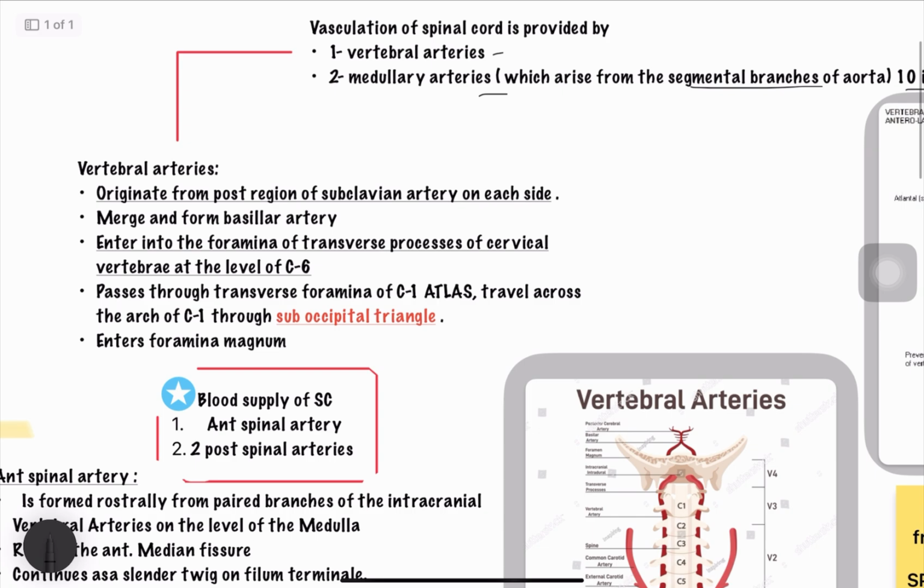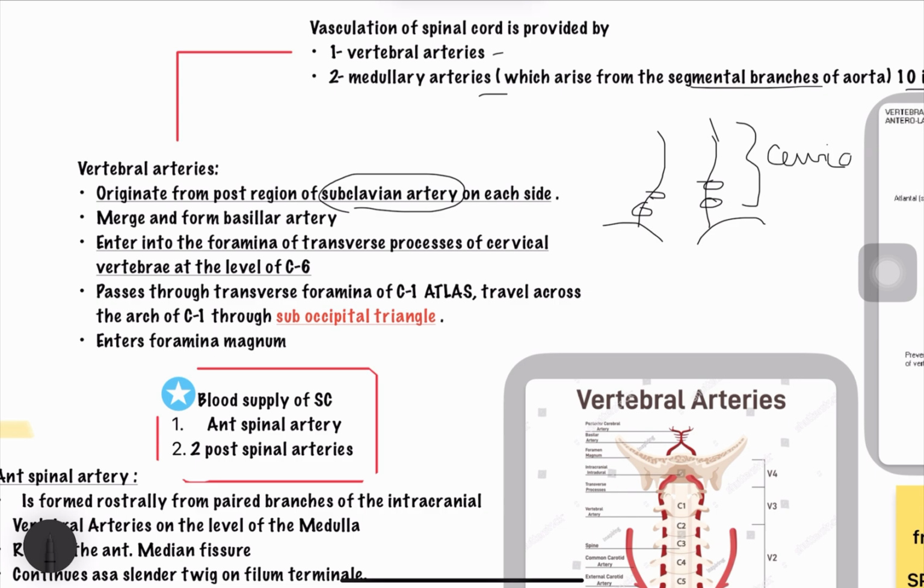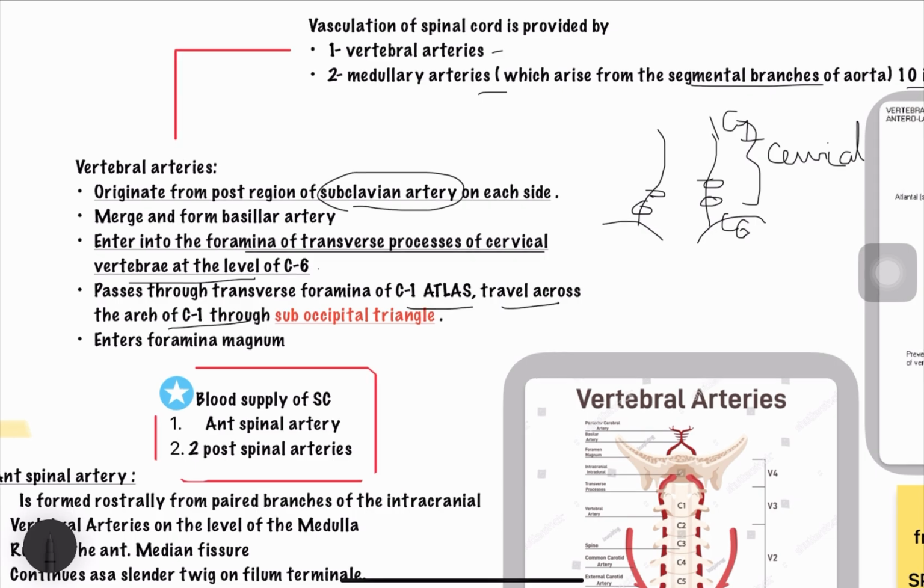The vertebral arteries, as we know from the previous video, come from the subclavian artery on either side. The subclavian artery gives off the vertebral arteries, which travel along the foramina of the transverse processes of the cervical vertebrae. They enter the foramina at the level of C6 and travel all the way from C6 to C1, cross the atlas, and form a triangular region known as the suboccipital triangle.